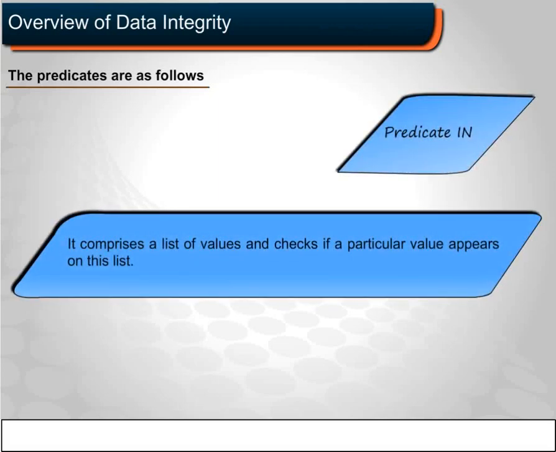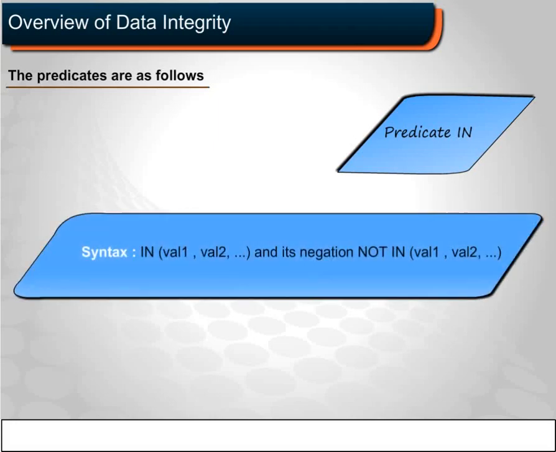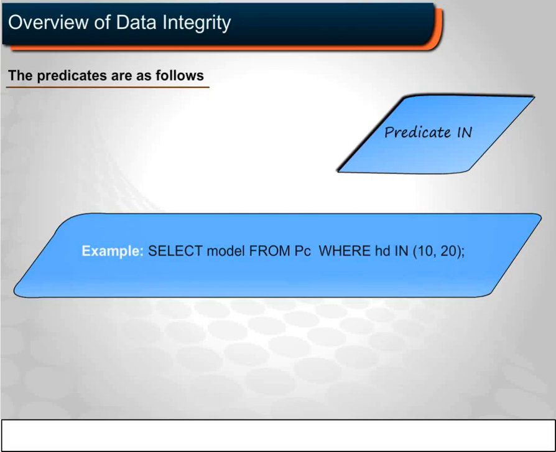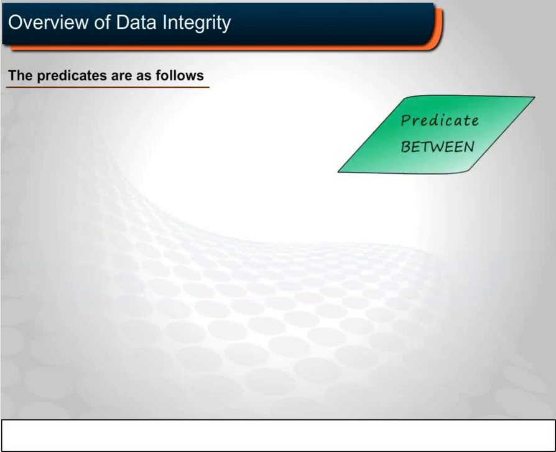Predicate in. It comprises a list of values and checks if a particular value appears on this list. Syntax: in, value 1, value 2, and so on, and its negation not in, value 1, value 2, and so on. Example: select model from PC where HD in (10, 20).